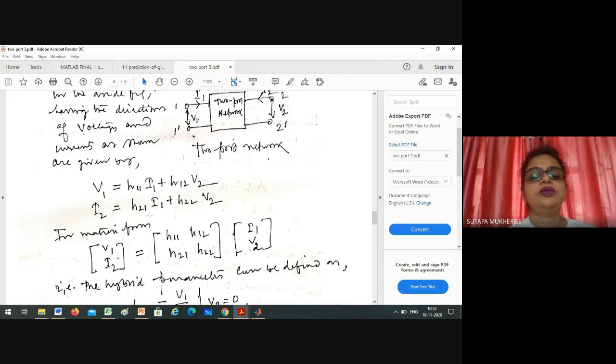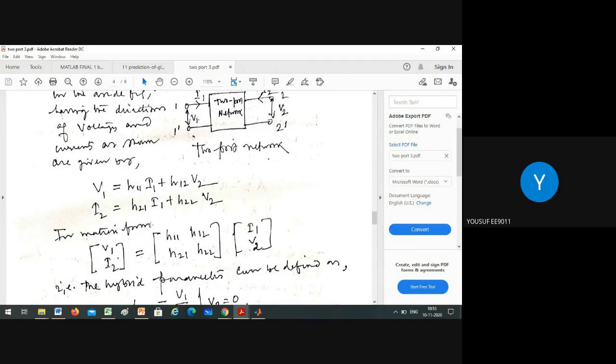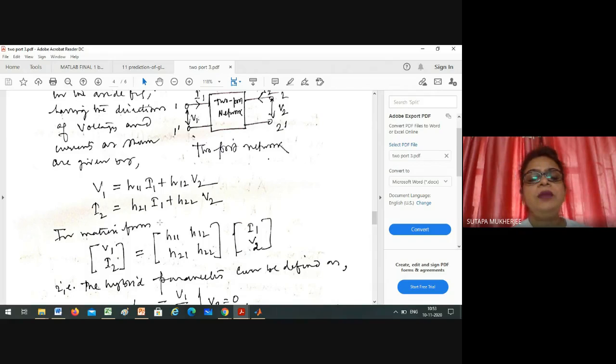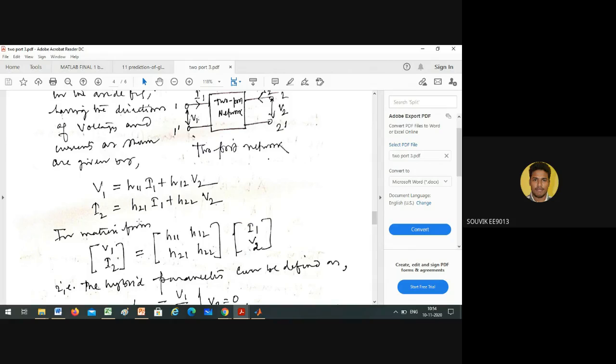Come to the next equation. In this equation, if V2 equals 0, then what is the parameter you will get? I1 by I2. Say it correctly. Which h parameter will you get? H21. Very good. H21 equals what? I2 by I1. H21. Is this understood?